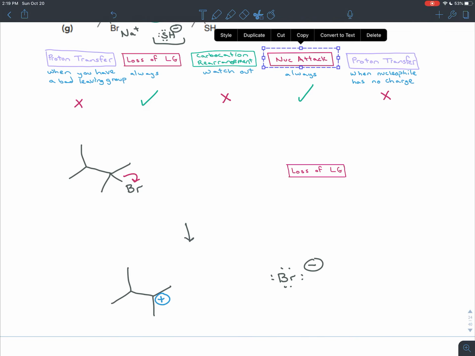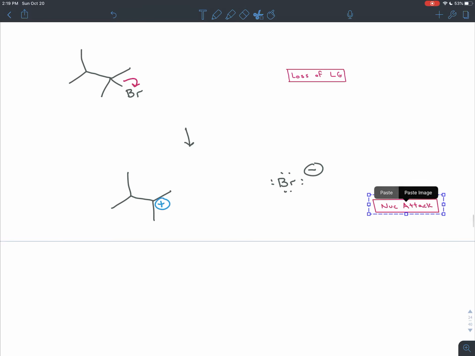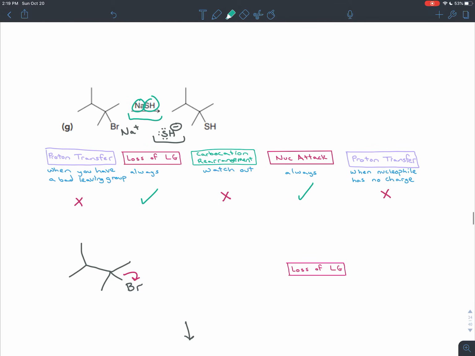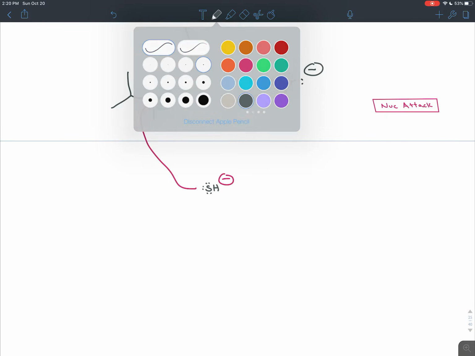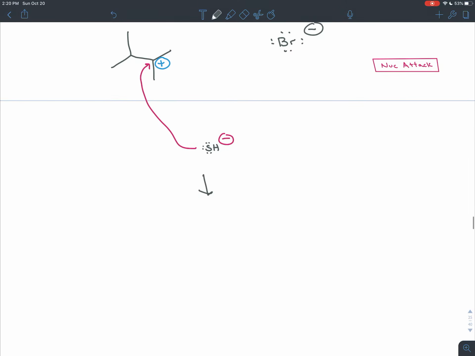The next step, because we don't have that carbocation rearrangement, the next step is nucleophilic attack. So that's what we're going to show here. We have our awesome electrophile already with a full positive charge. We just need to add our nucleophile, and as we saw earlier, our nucleophile is going to be this SH minus. So that has that full negative charge. It has a whole bunch of lone pairs, so it's an awesome nucleophile, and it attacks the electrophilic carbon. So there's our nucleophilic attack.